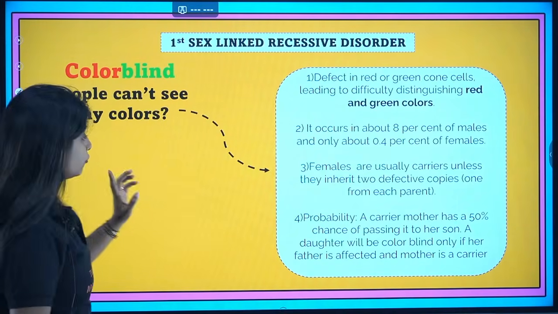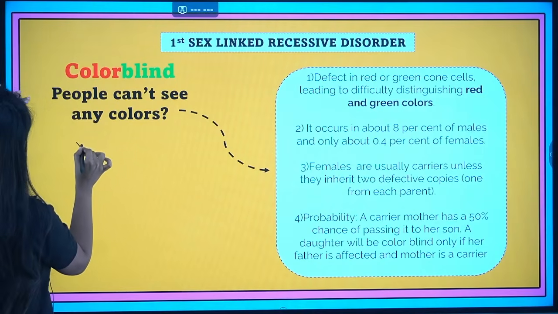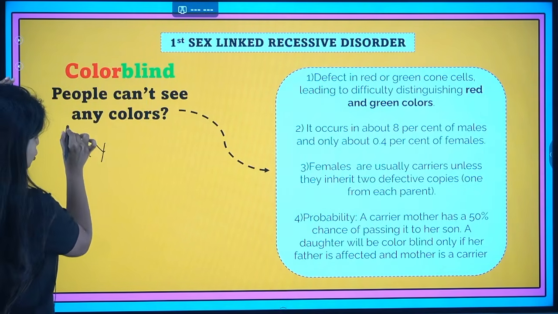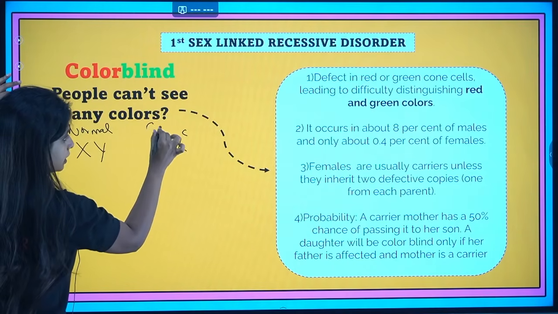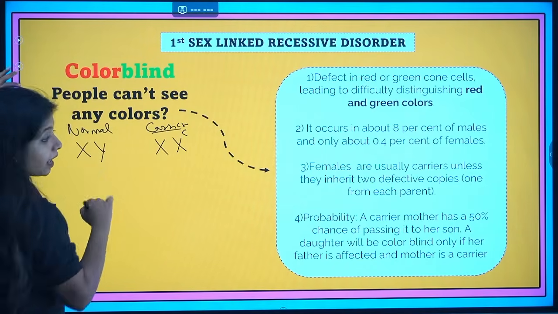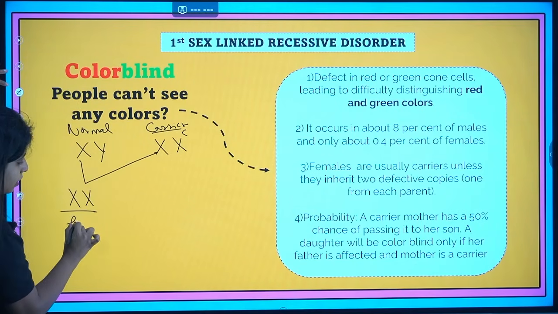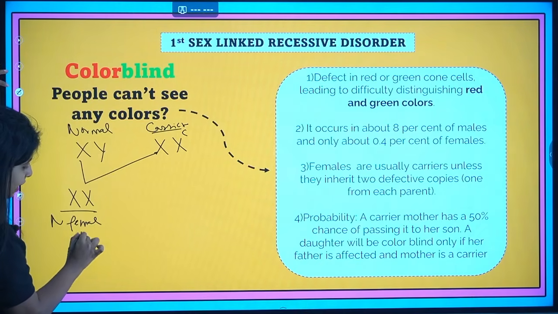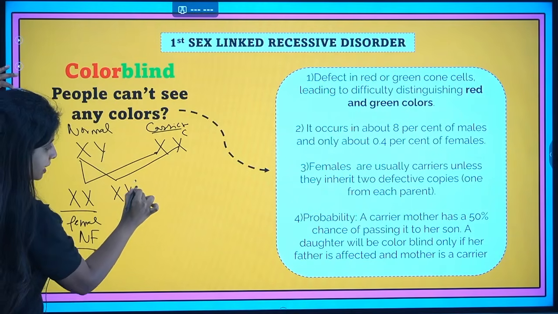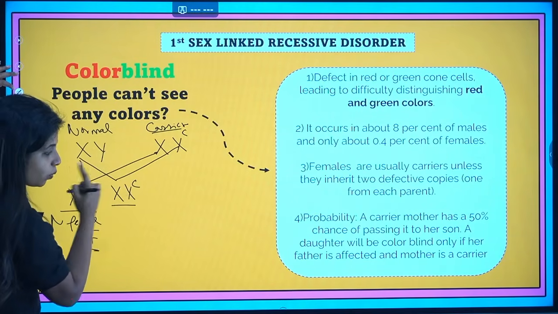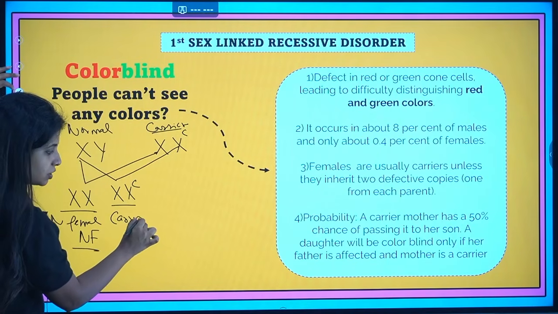Okay, it goes like this. First condition: the male is normal and the female is just a carrier. Let's see what is going to happen. This and this chromosome come together, you get XX, that means a normal female, so I'll write NF. Going ahead, this and this come together, you get XC. Here again it's a female with one affected X chromosome. This female is going to be a carrier. She will not have the disease.